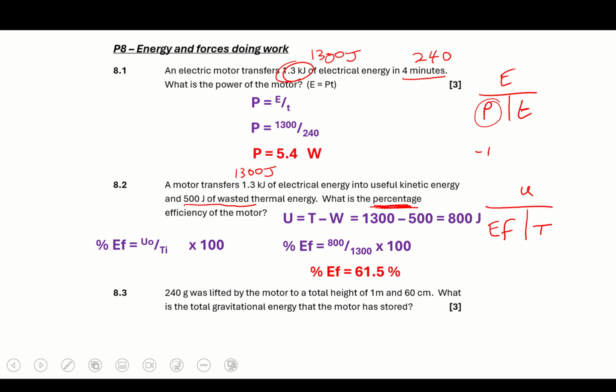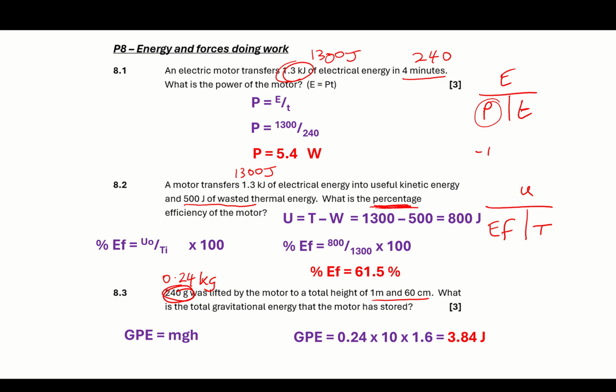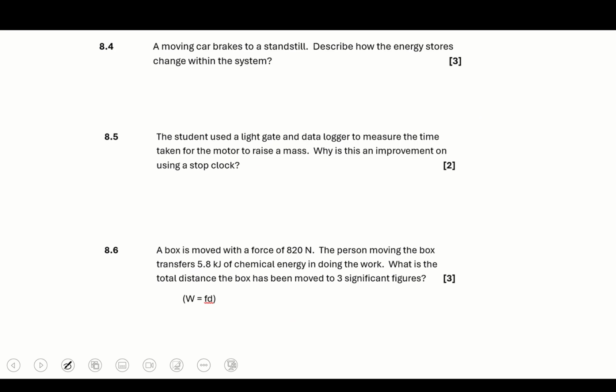Next one. 240 grams, I want that in kilograms, 0.24 kilograms, was lifted by a motor to a height of 1 meter 60, so we've got 1.6 meters. What is the gravitational energy? So GP equals mgh. It doesn't tell us the value of g, so we're going to have to remember that's 10. So it's 0.24 kilograms times gravity 10 times 1.6 meters, and we've got 3.84, and because it's energy, joules.